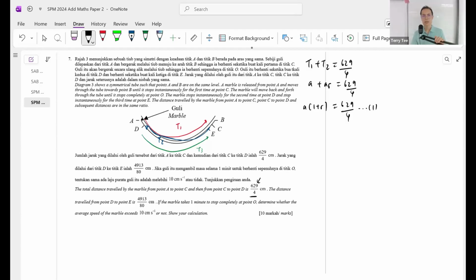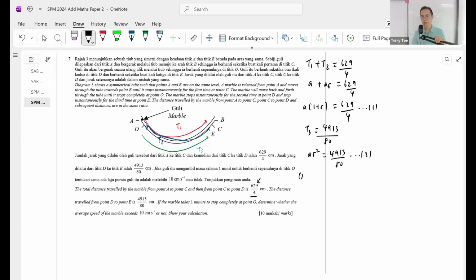First equation. Now your second equation will be your distance travel from D to E. D to E is your T3. T3 is 4913 over 80. So this number is a bit big. T3 is ar^(n-1). So you can write 3 minus 1, that's 2. ar^2 = 4913 over 80, equation number 2.